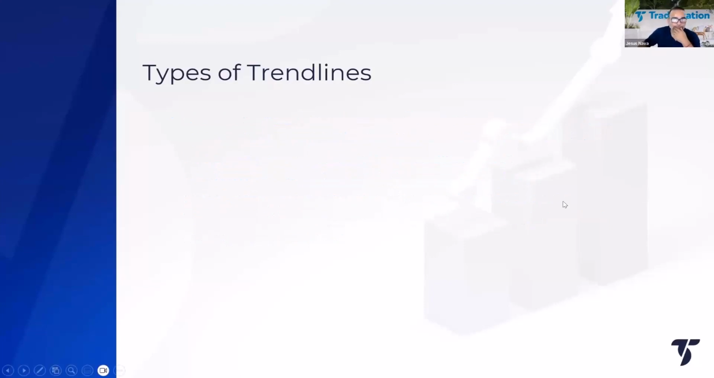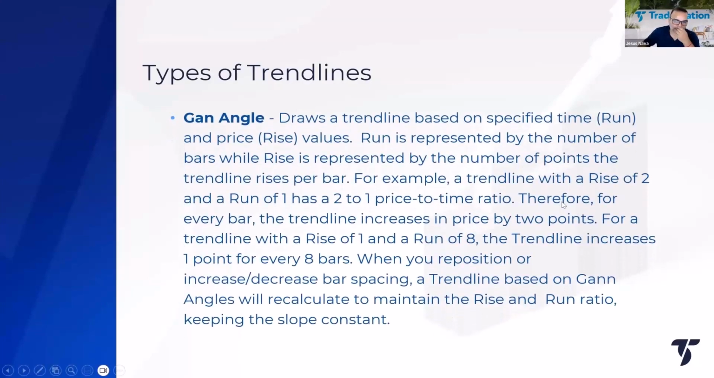And the last one is the Gann angle. The Gann angle draws a trend line based on specific time, which is the run, and price, which is the rise. Run is represented by the number of bars, while rise is represented by the number of points the trend line rises per bar. For example, a trend line with a rise of 2 and a run of 1 has a 2-to-1 price to time ratio. Therefore, for every bar, the trend line increases in price by 2 points.